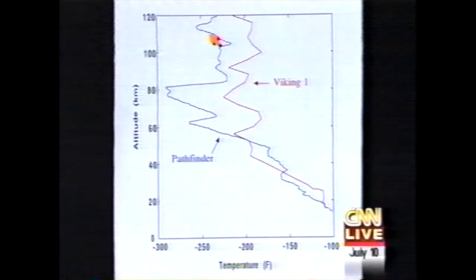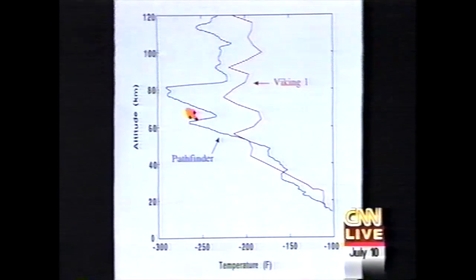What you might also notice is that there is this pronounced minimum here at approximately 80 kilometers, and that is the coldest temperature ever measured on Mars. It's a chilly minus 275 degrees Fahrenheit at approximately 80 kilometers altitude.